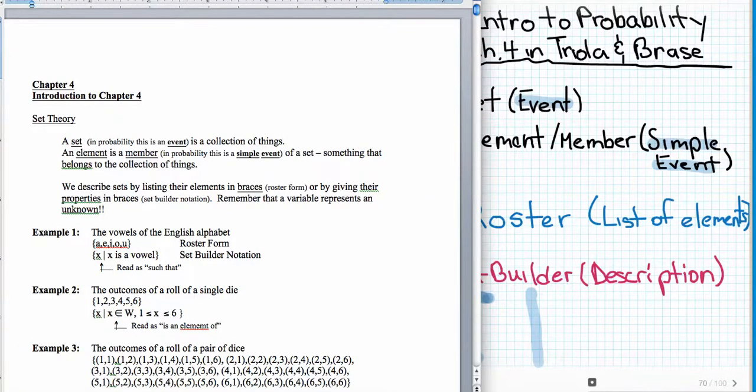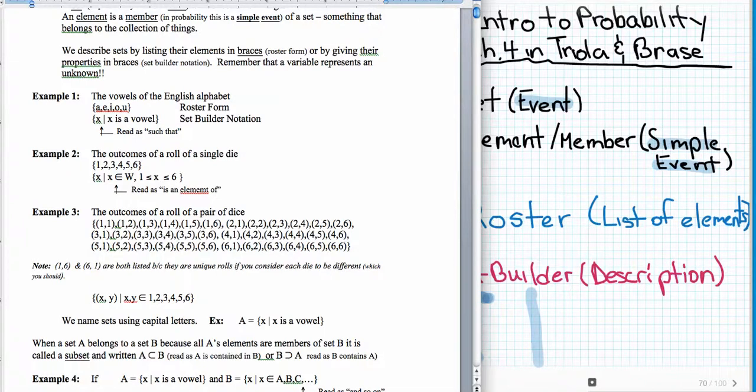The next one that I have here is as an example, the outcomes of a roll of a single die. So if I roll a single six-sided die, I get a 1, a 2, a 3, a 4, a 5, or a 6. So that would be the roster of that. Now if I wanted to describe that, that would be x, such that x is a whole number.